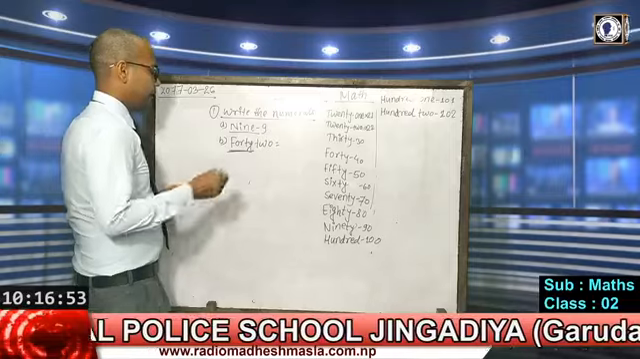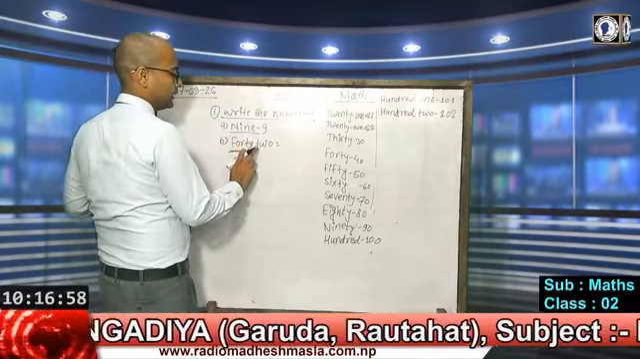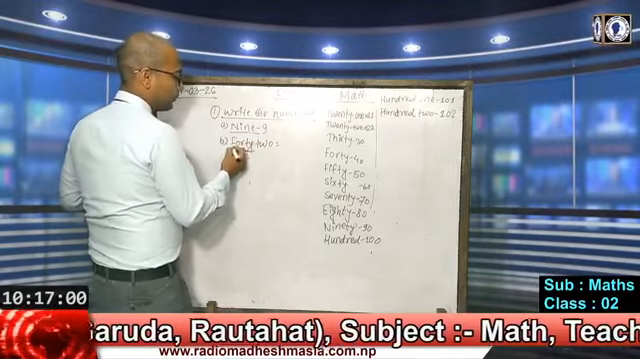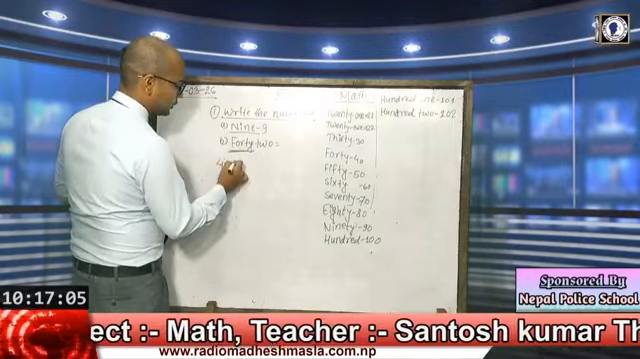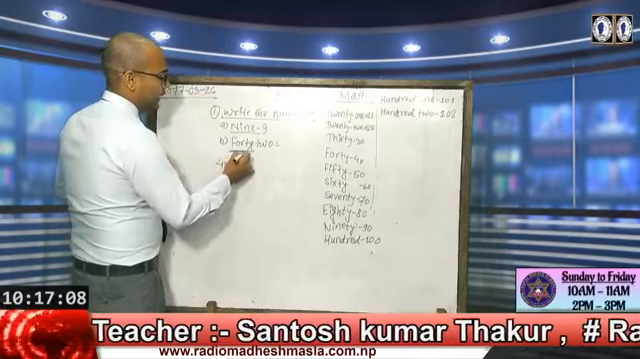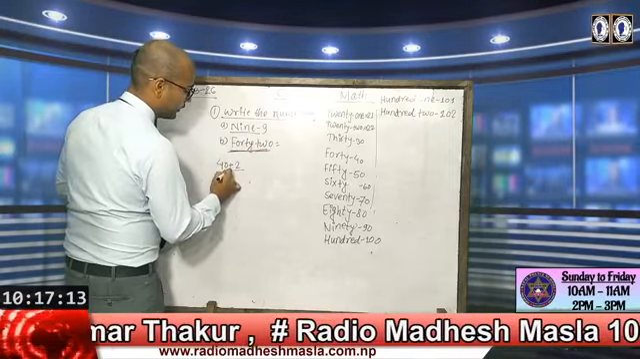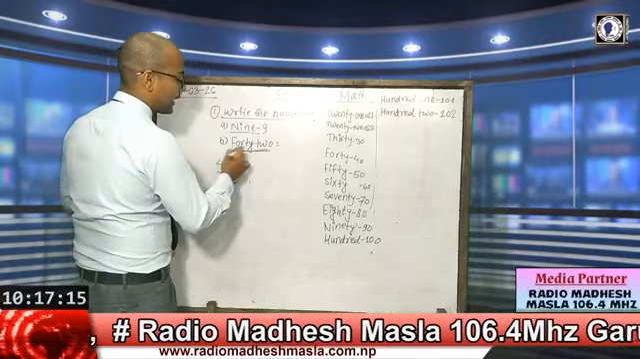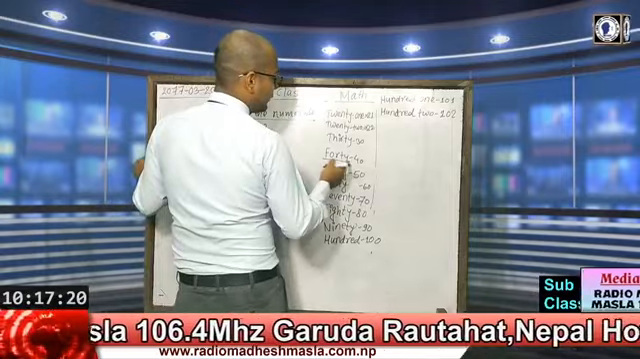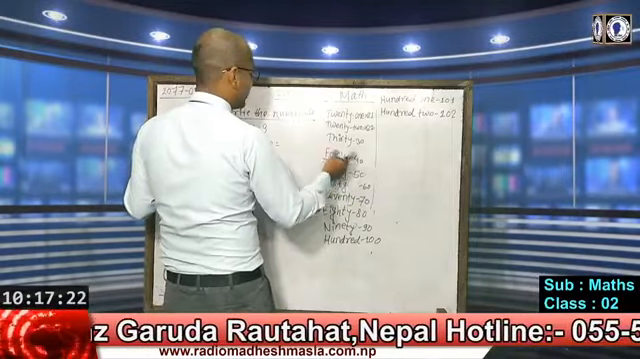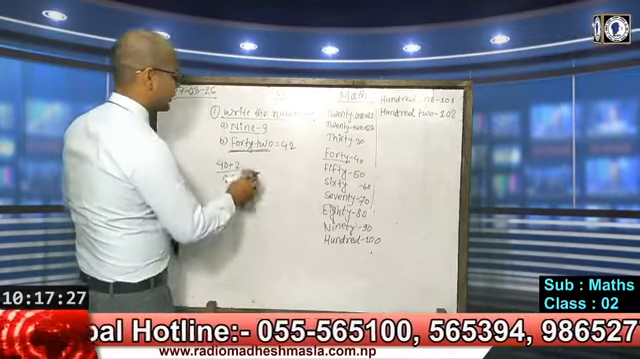So in question B, there is given FORTY 40, TWO 2. As we know, FORTY means 40 and TWO means 2, which is combining with 40. When we add it, we get 42. According to the number name, FORTY 40, and when we write 2, it becomes 42. So 4 and 2 is called 42.